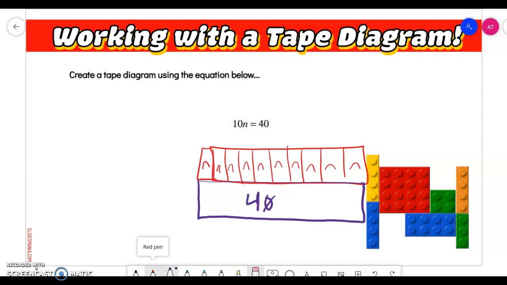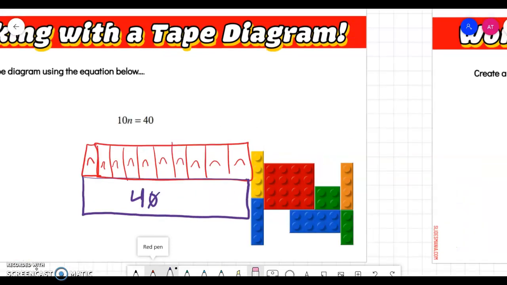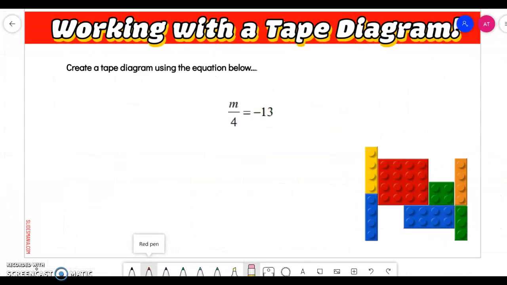So since we dealt with the multiplication one, now we're going to deal with the division one. So let's look at this. We have m over 4 equals -13. So I know that my m is going to be an amount. It's going to be a large amount. So I'm going to draw my m first. Now how many 13s are going to go underneath it?